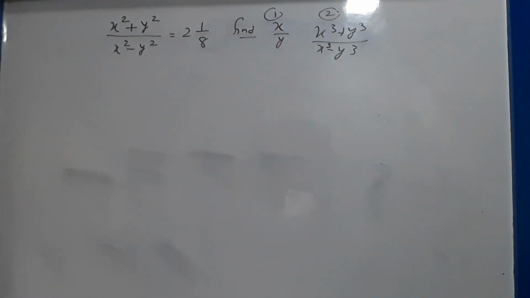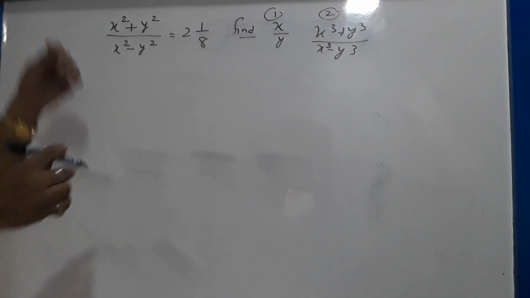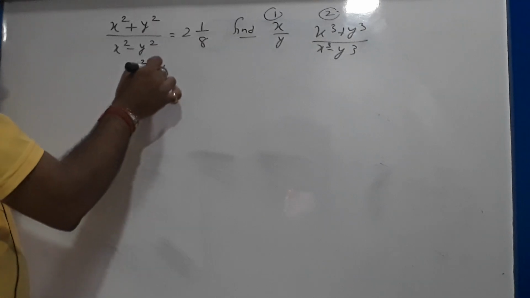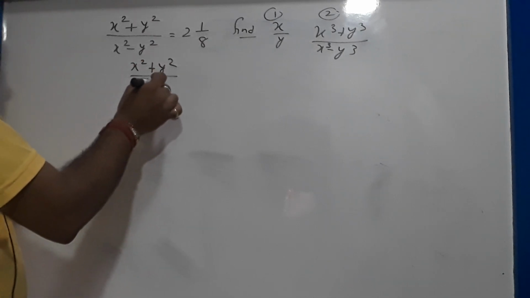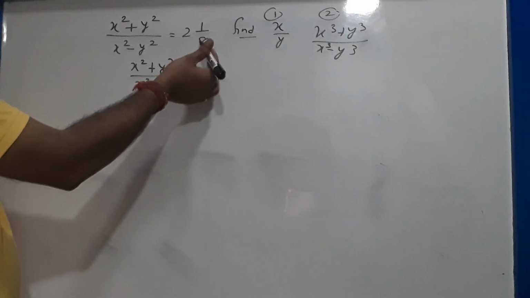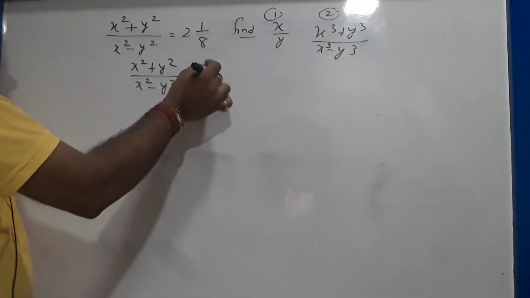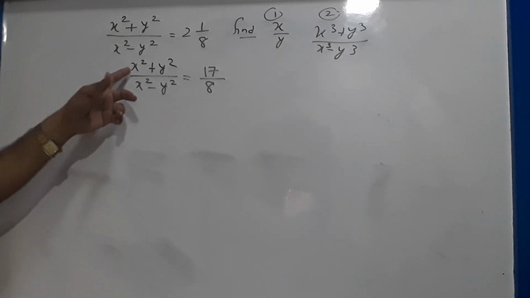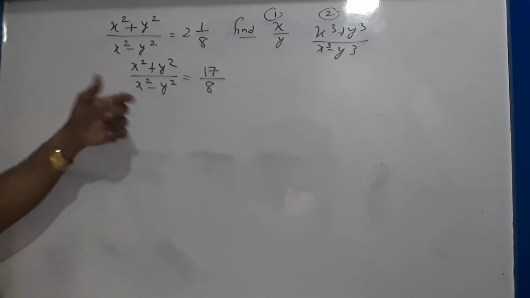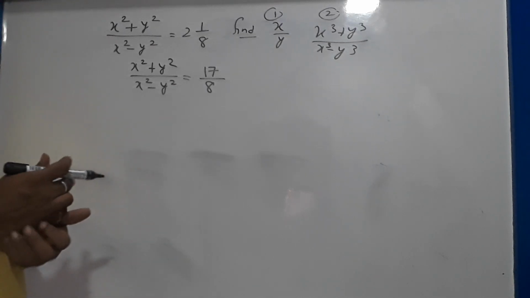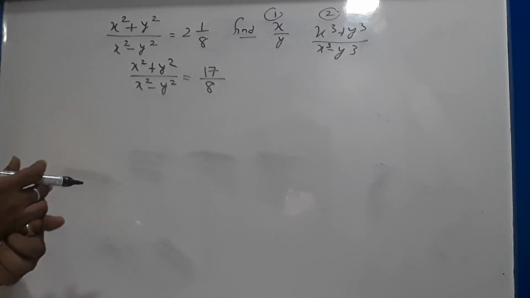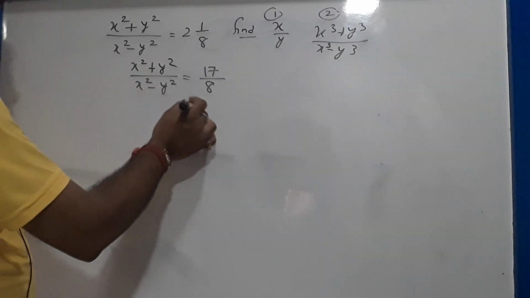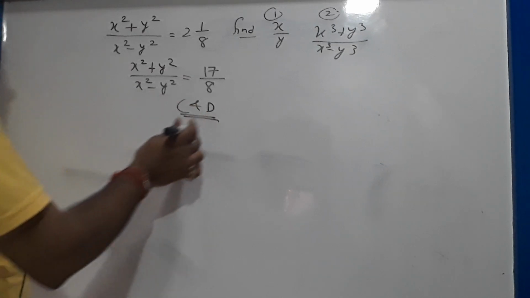x square plus y square upon x square minus y square is equal to 2 1/8, a mixed fraction. 8 2s are 16 plus 1, 17 by 8. Right? Now what we can see in the left hand side is numerator plus denominator upon numerator minus denominator. So whenever the left hand side or right hand side is of the form numerator plus denominator upon numerator minus denominator, we apply the componendo dividendo rule on both the sides.